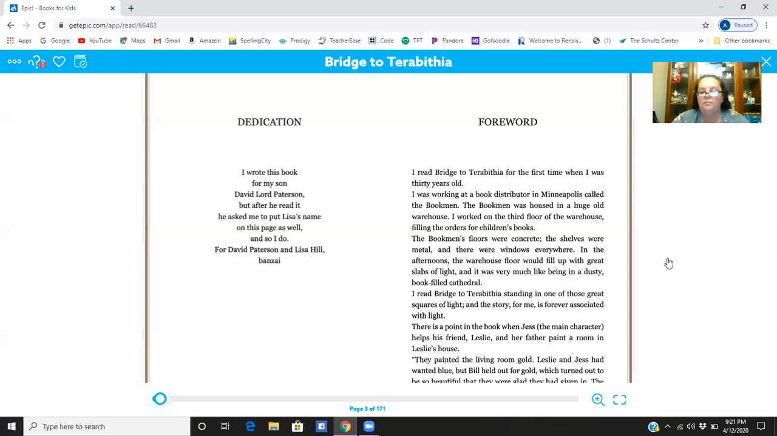The Bookman's floors were concrete. The shelves were metal, and there were windows everywhere. In the afternoons, the warehouse floor would fill up with great slabs of light, and it was very much like being in a dusty, book-filled cathedral.